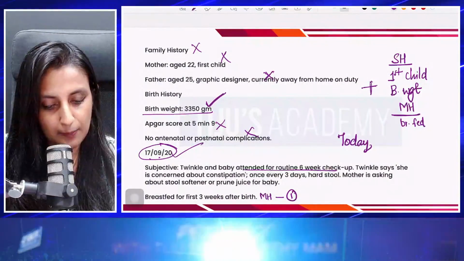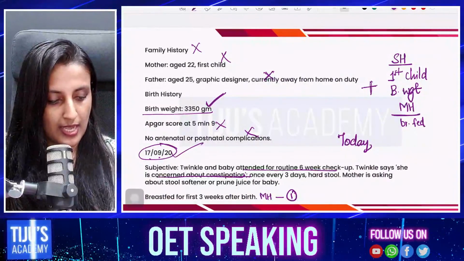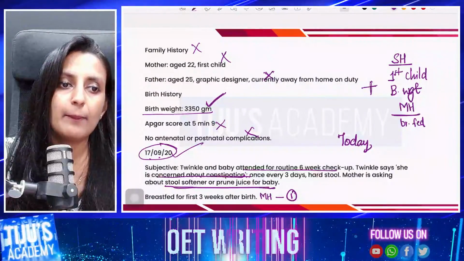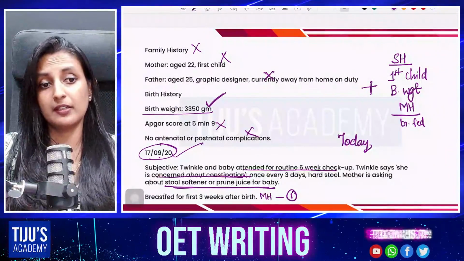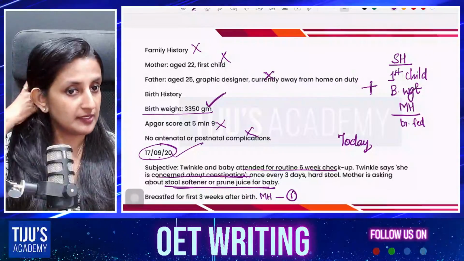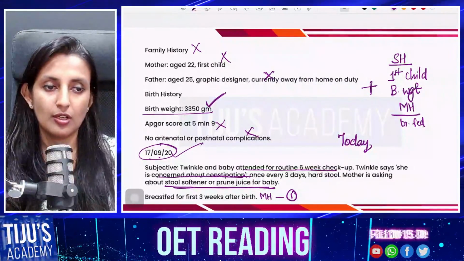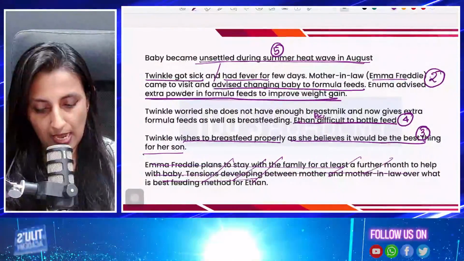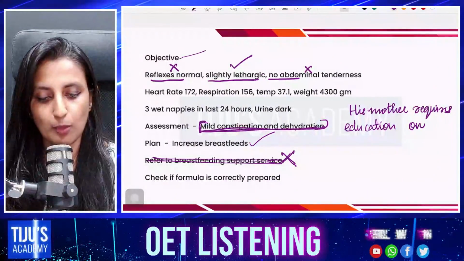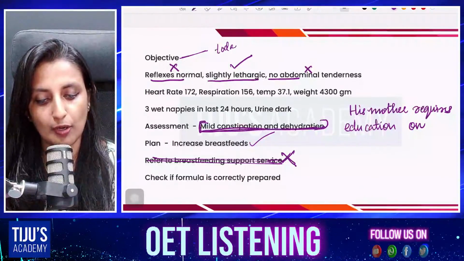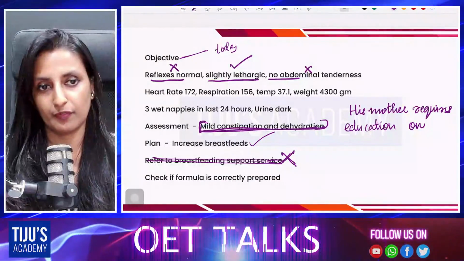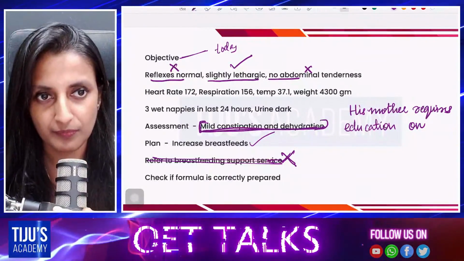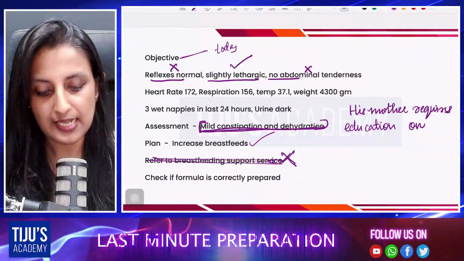His mother is concerned about the condition and requested for stool softener or prune juice. Today what happened? Ethan and his mother came for the routine checkup, and his mother is concerned about the condition and requested for a stool softener or prune juice. This happened today. And look at the next data, the objective, the on observation, that is also today's content. So what happened? We observed the child. So on observation, what we found? He was slightly lethargic.